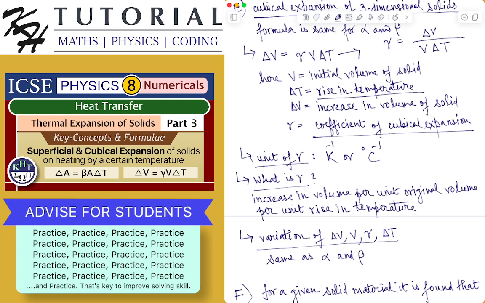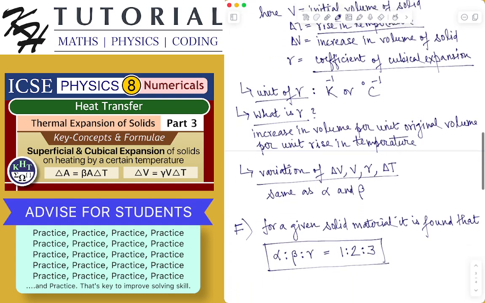That is, if you have a solid whose volume is, let's say, 1 meter cube, and if you heat the solid and raise its temperature by, let's say, 1 degree Celsius, then the increase in volume of the solid will be gamma meter cube. Now the variation of delta V, gamma and delta T is exactly the same as for beta and alpha, so I am not discussing it.